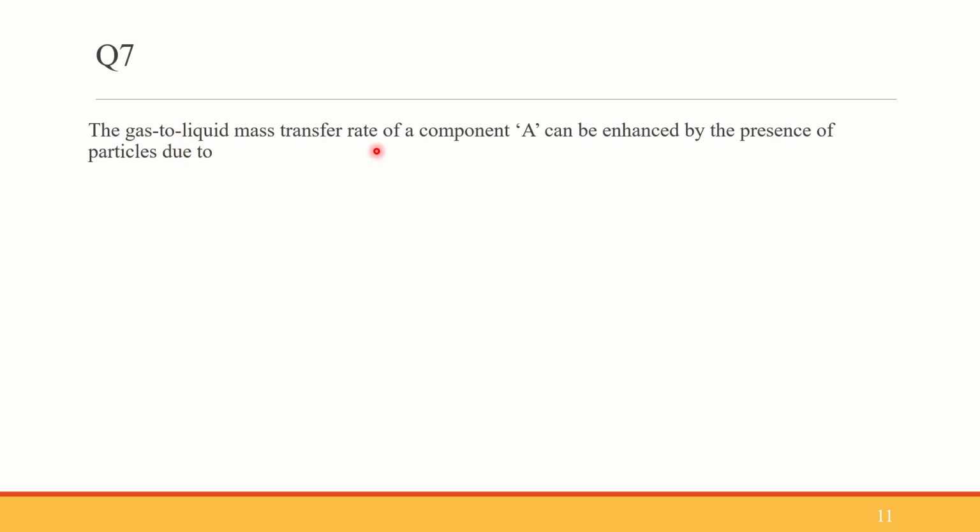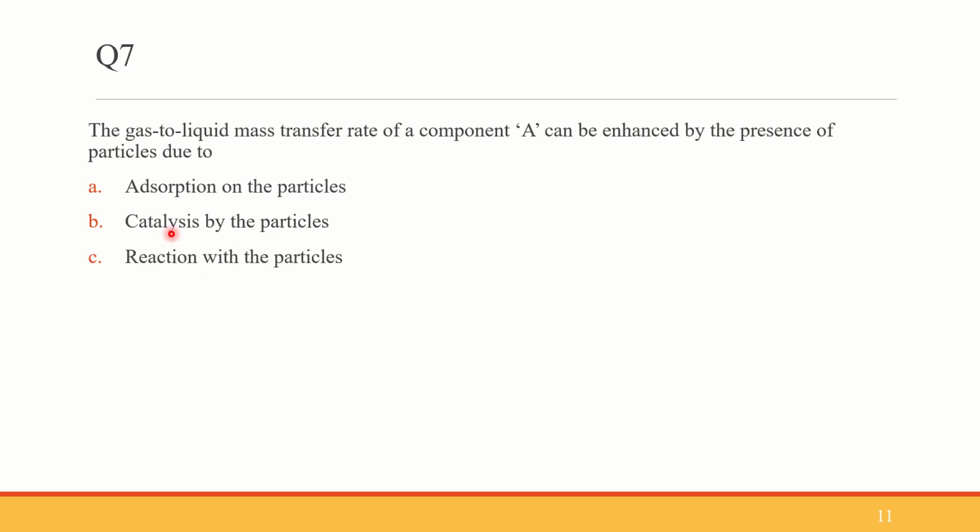So the gas to liquid mass transfer rate of component A can be enhanced by the presence of particles due to: option A, adsorption of the particles. Option B, catalysis by the particles. Option C, reaction with the particles. Option D, all of the above.